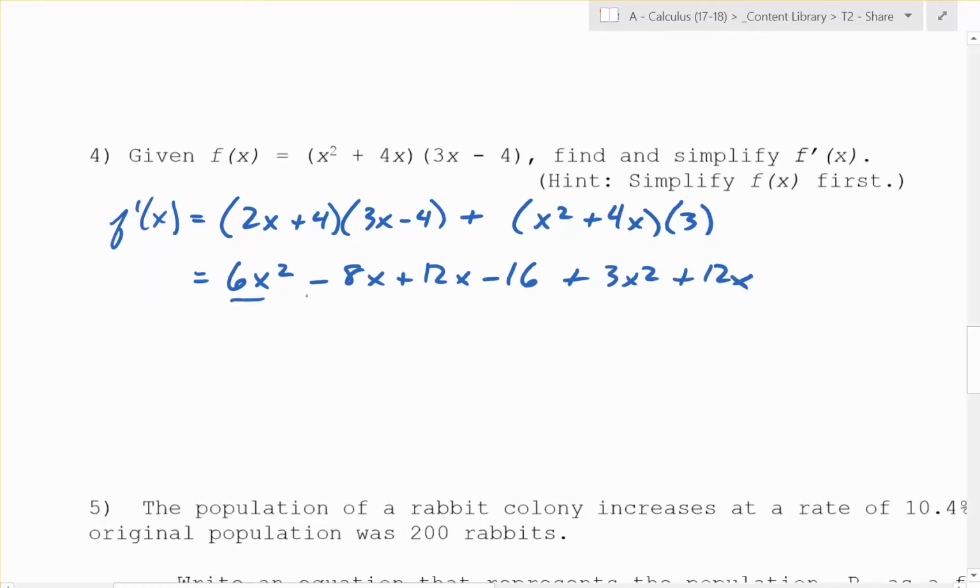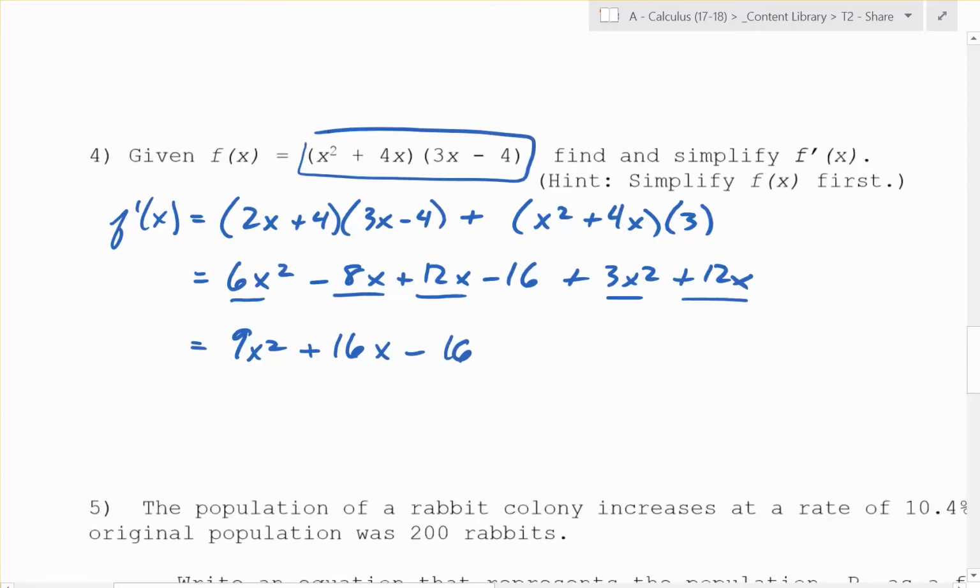Now let's combine like terms here. We end up with 9x squared right there and right there. So you get 24x minus 16 plus 16x, sorry, minus 16. Another way you could have done this is to multiply this out first and then take the derivative.